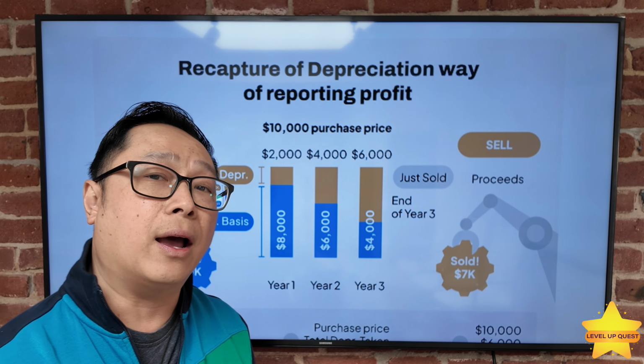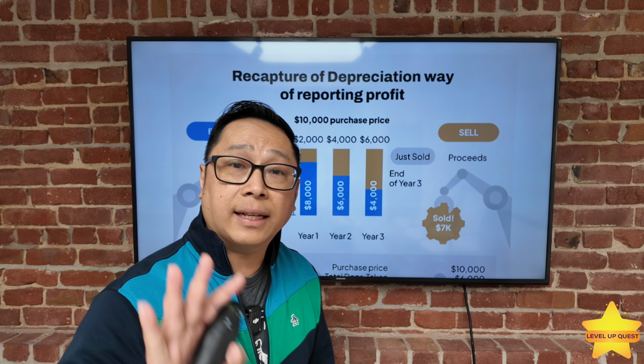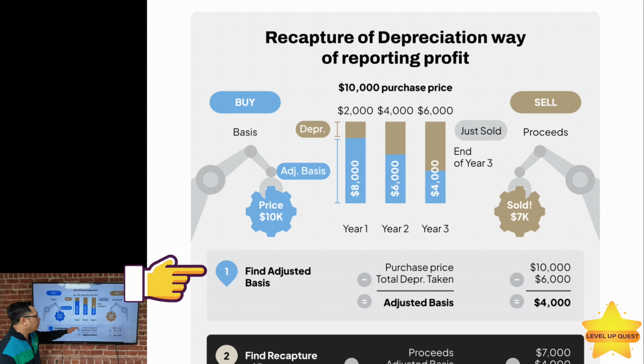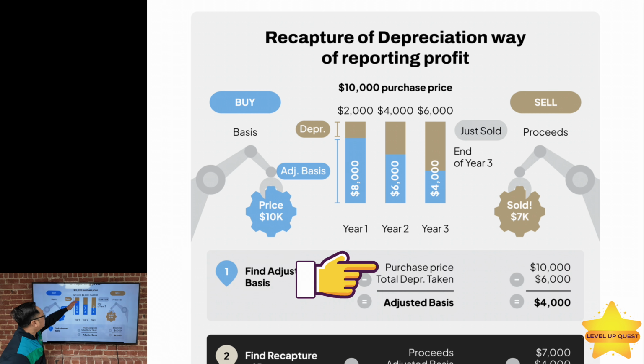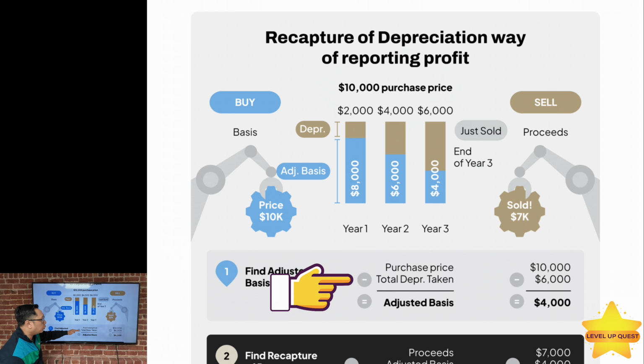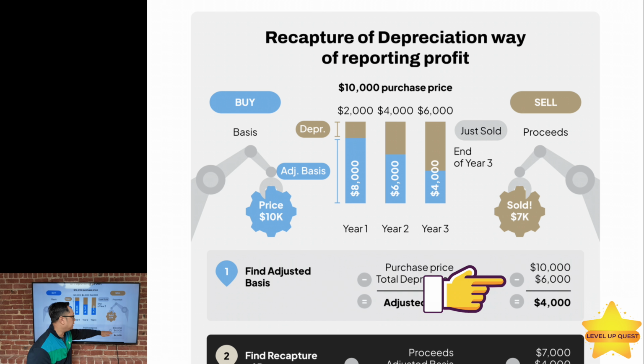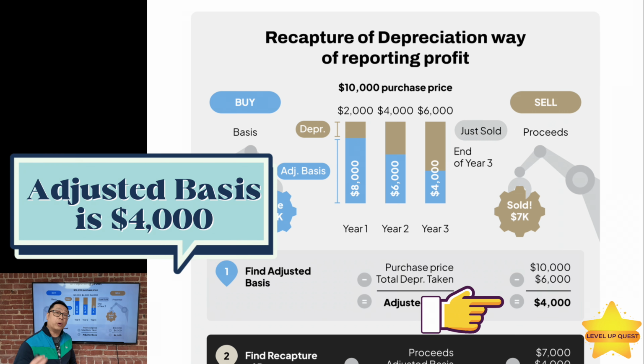So what do you think that overall gain is going to be? To get that, all we have to do is find the adjusted basis. Remember, the original price, which was $10,000, minus the total depreciation taken, which was $6,000. Remember, this is the depreciation taken over the years. So 2,000, 2,000, 2,000, that's $6,000. Minus the total depreciation here equals the adjusted basis. So 10,000 minus 6,000 equals $4,000, and the adjusted basis is going to be $4,000.